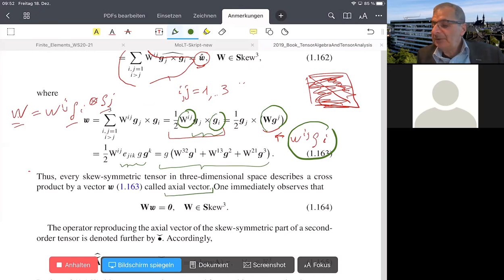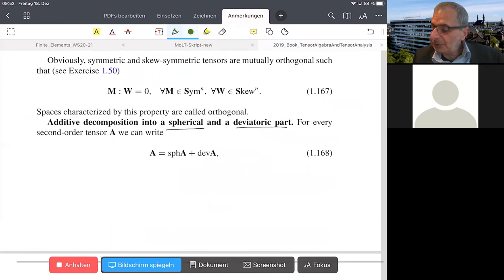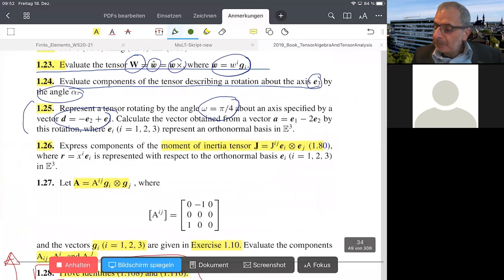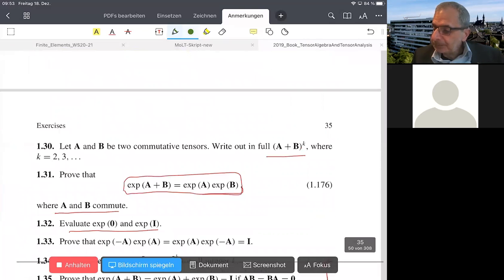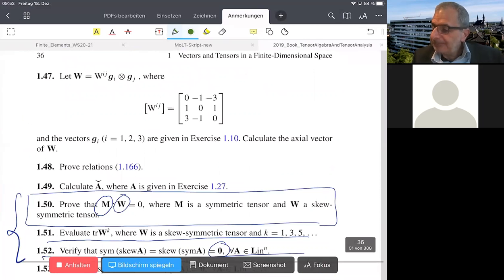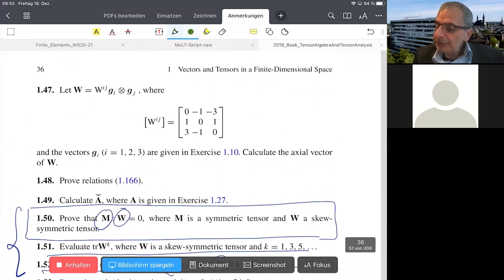And now we have a formula. We get an exercise, some exercise we skipped last time because we were not so far. We're not so far, but you get some exercise on how to calculate this axial vector. Let me show you. This was the exercise here. So you get 147, please do this exercise.